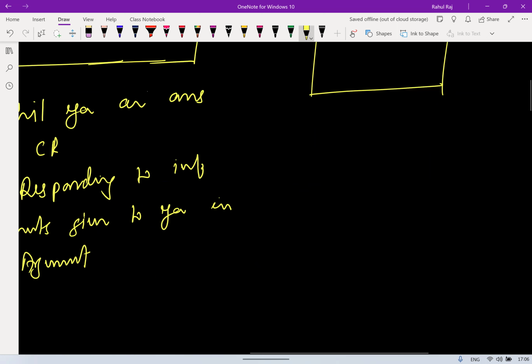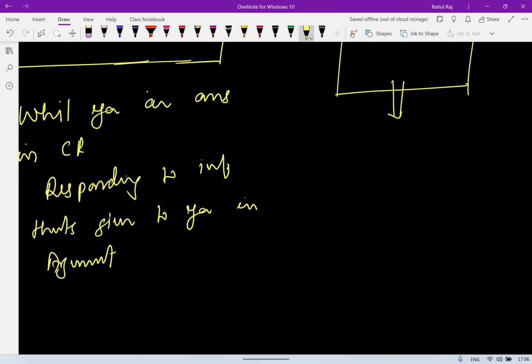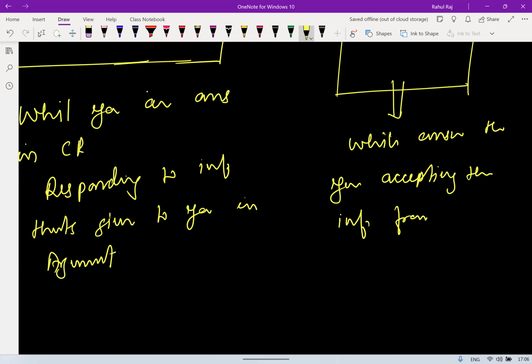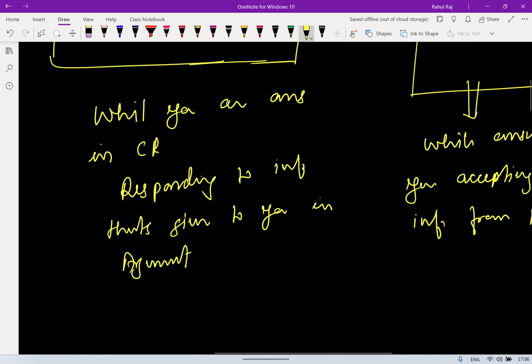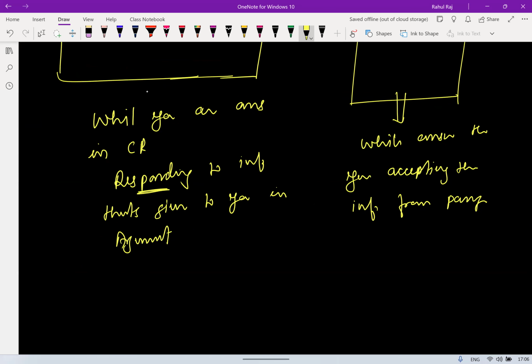And in reading comprehension, what you are doing while answering the questions is accepting the information from the passage. So what exactly do you mean by responding to the information and accepting the information?